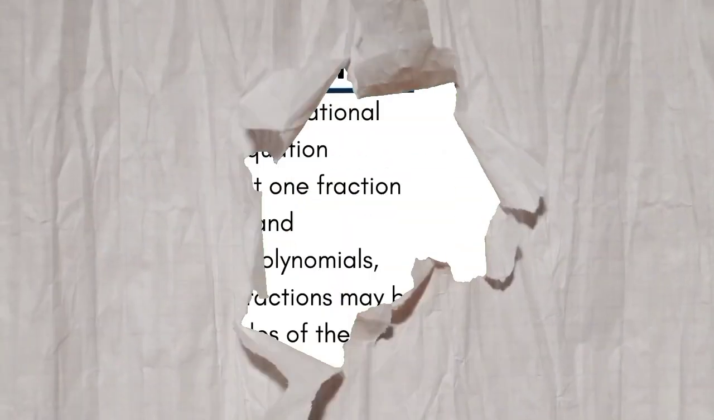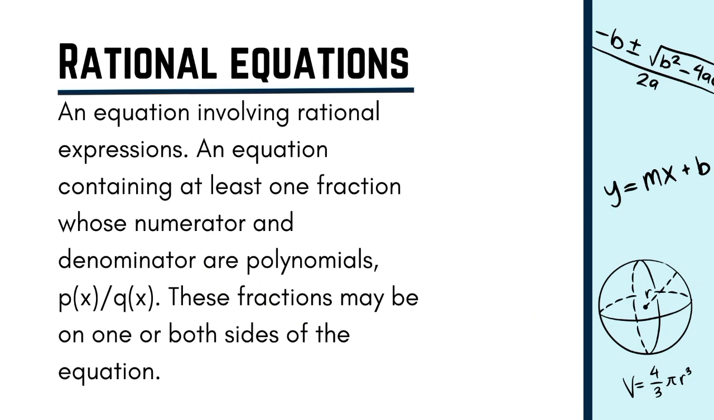how to solve them. Rational equations. An equation involving rational expressions. An equation containing at least one fraction whose numerator and denominator are polynomials, P of x over q of x. These fractions may be on one or both sides of the equation.